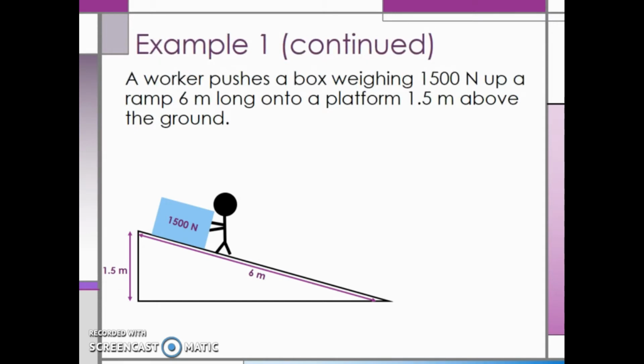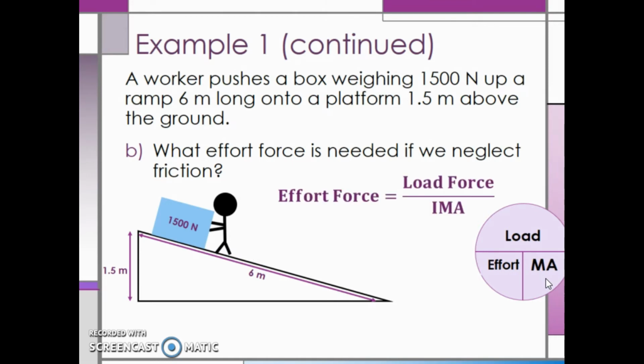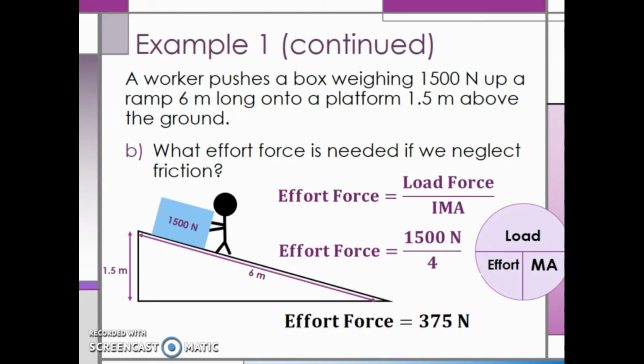We have the same worker and box, but now we need to find the effort force that is needed if we neglect friction. In order to find the equation for effort force, we will look at the equation circle for load, effort, and mechanical advantage. Covering up effort force, we see that it is equal to the load force divided by the mechanical advantage. Substituting in 1,500 newtons for the load force and 4 for our mechanical advantage, and remember, in this case we will use the ideal mechanical advantage, we see that the effort should be 375 newtons. In the next video, we will take a look at the remaining simple machines.